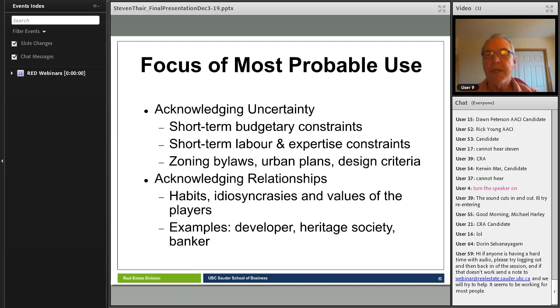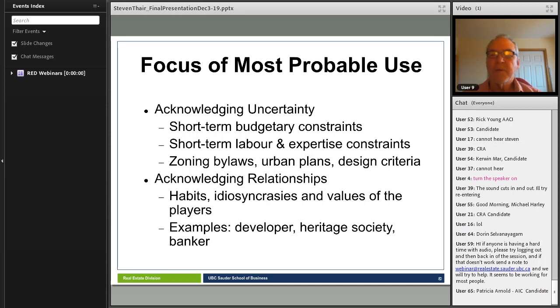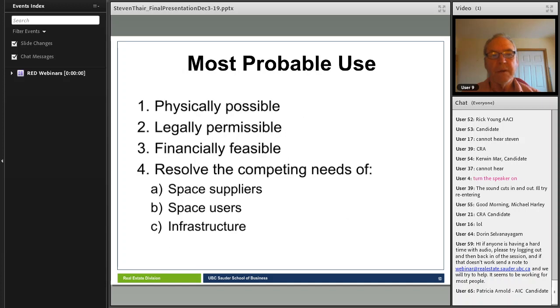And as we're going to see, one of the problems with highest and best use is that it presumes that everybody's working like clockwork, that what city hall wants and what the banker wants and what the developer wants and what the tenant wants, everything fits really smoothly, and that's how we get to most profitable. But in fact, all of these forces are working towards their own interest, and often they're in conflict with each other.